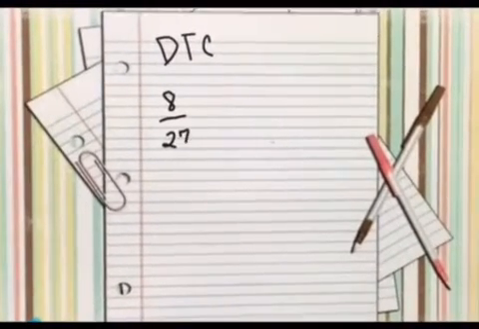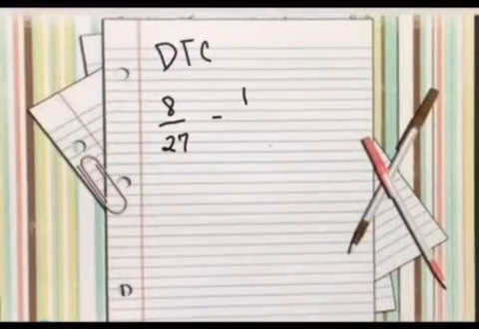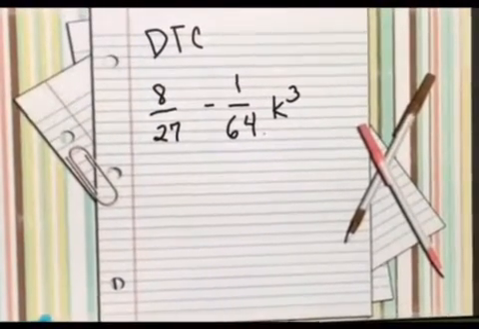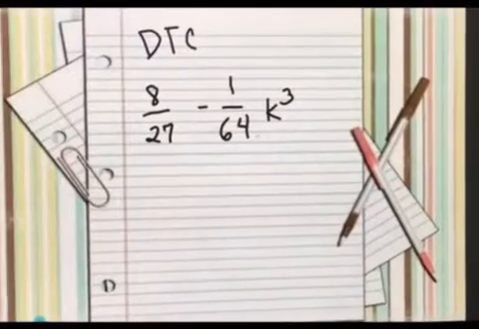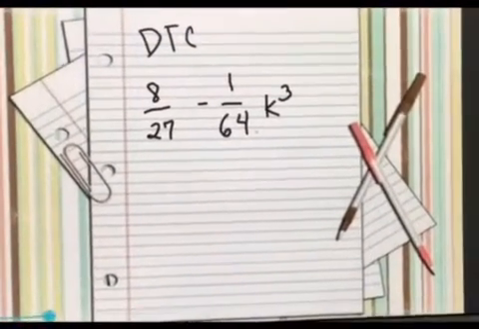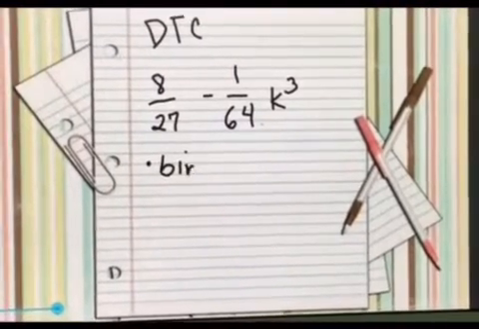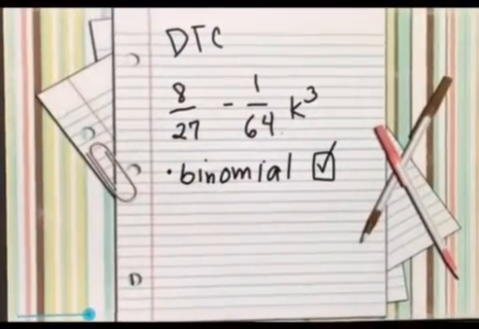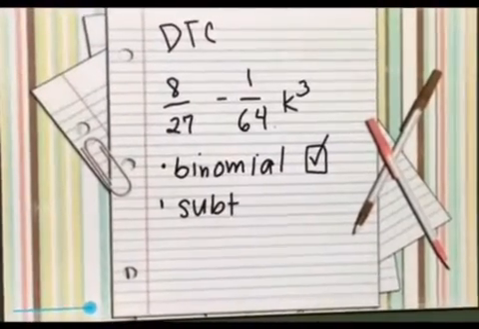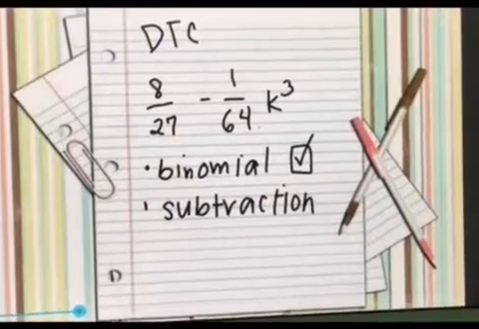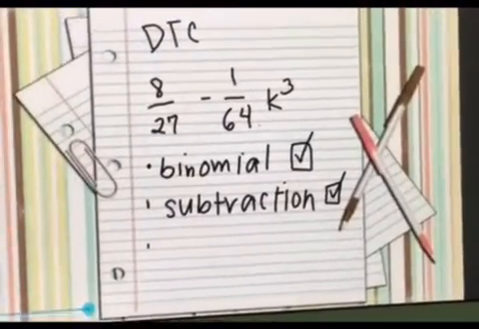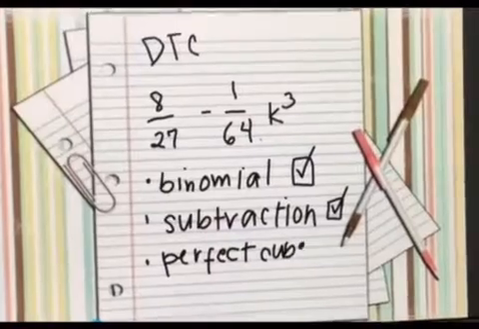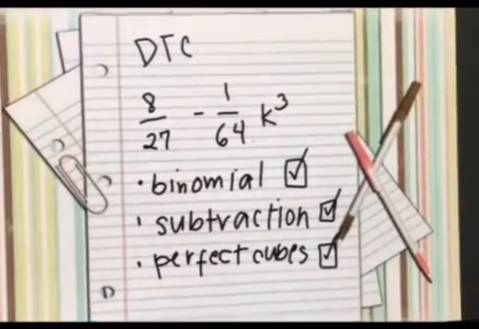Our first problem is 8 over 27 minus 1 over 64k raised to the third power. Now, how are you supposed to know if you can solve this problem by factoring it out using DTC? Well, there are several conditions, and the first condition is that it has to be a binomial. Let's see, is it a binomial? Yes, so check that. Second, it has to be separated by a minus sign. Is it separated by minus sign? Yes, it is. So check that too. Third, its terms have to be perfect cubes. Check again. Are its terms perfect cubes? Yes, so check that too.